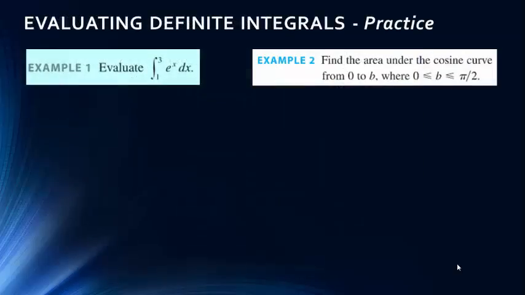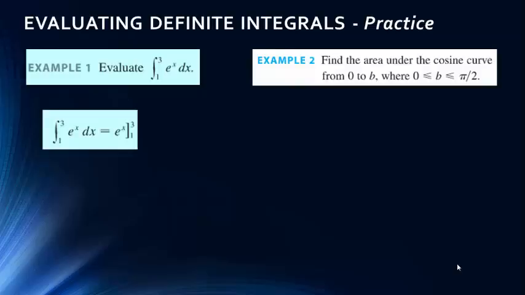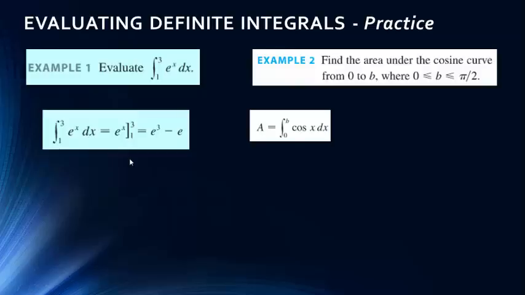All right, let's try a couple of these. If you want to, hit pause and try them on your own, and then we can do them together. So this first one, we know the integral of e to the x is just e to the x, so we're going to evaluate it from 1 to 3, which means we plug in the value of 3 first, and then subtract the value of x equals 1 plugged in. And so we just get e cubed minus e. This is our answer here. We don't need to go into any decimal form.